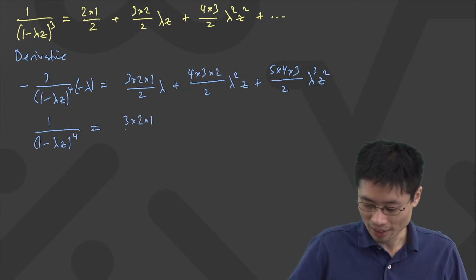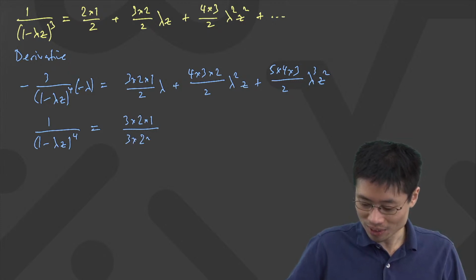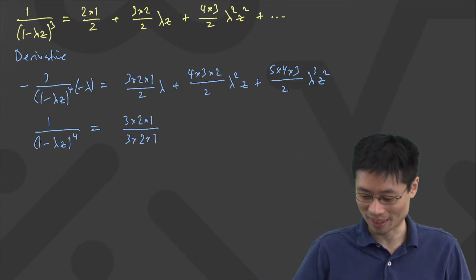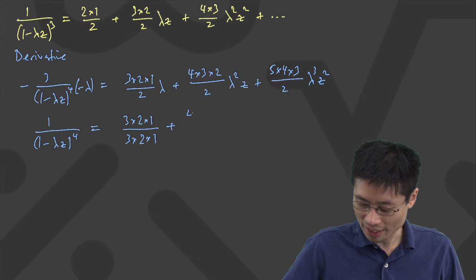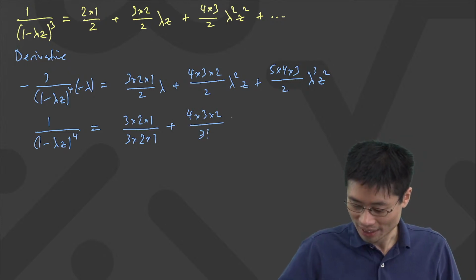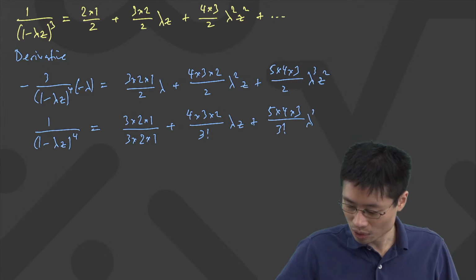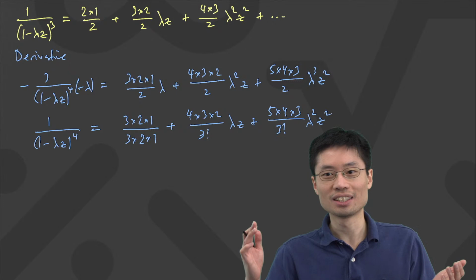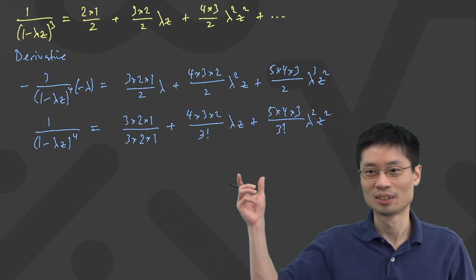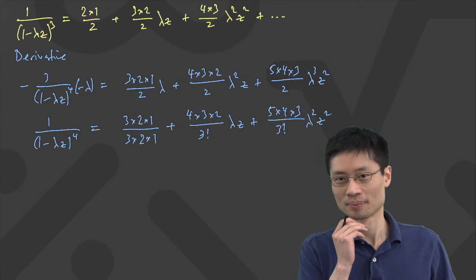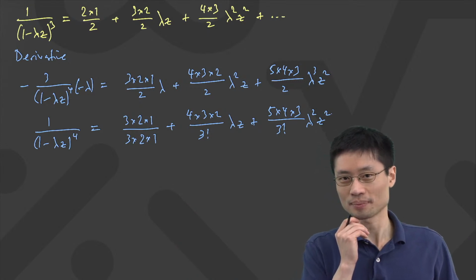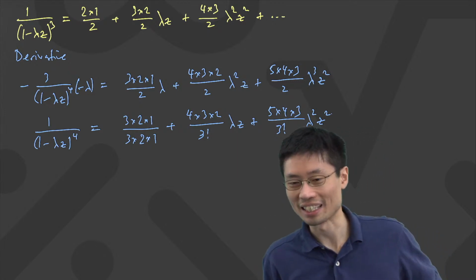3 times 2 times 1 over, well, there's a 3. And you know what? It's also 3 times 2 times 1. That's actually kind of nice. Times 1 is the same thing as not writing the times 1. Plus, I get a 4 times 3 times 2 all over, I'm tired of this, I'm just going to call it 3 factorial, lambda z, plus 5 times 4 times 3 all over 3 factorial lambda squared z squared. And what you see here, what are these? Choose 3s. Yes, these are all choose 3s.